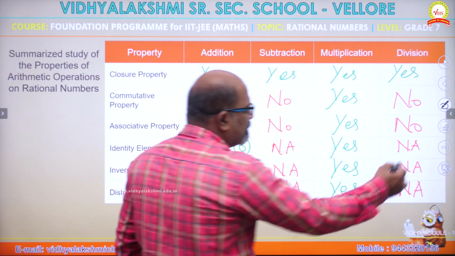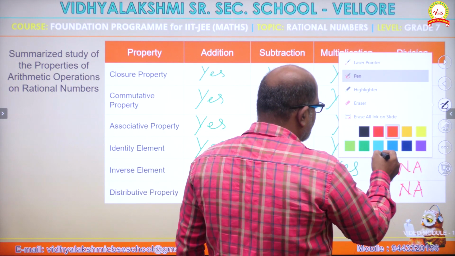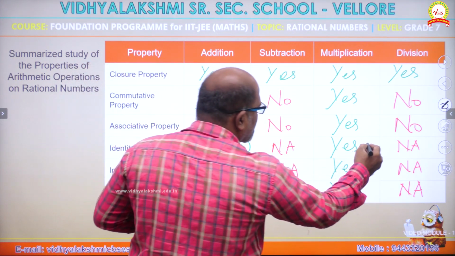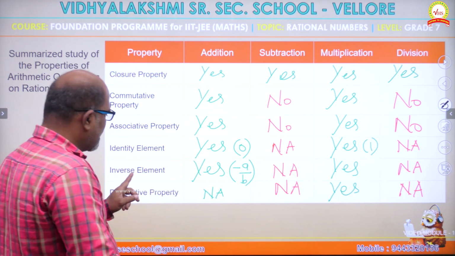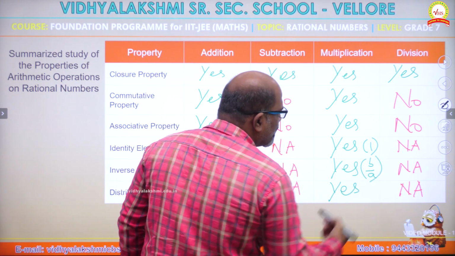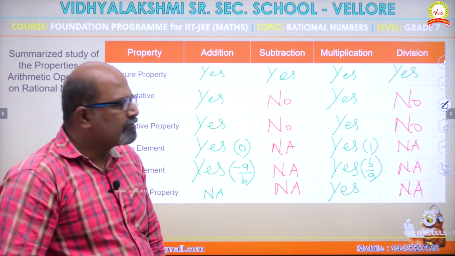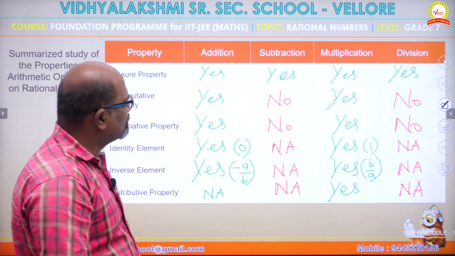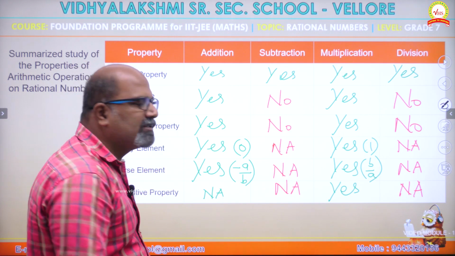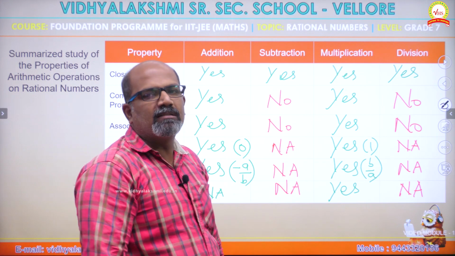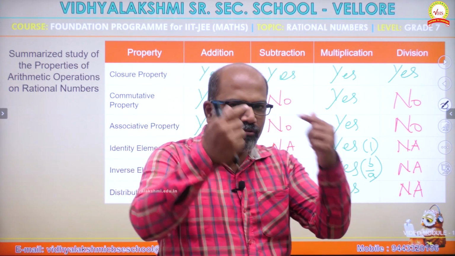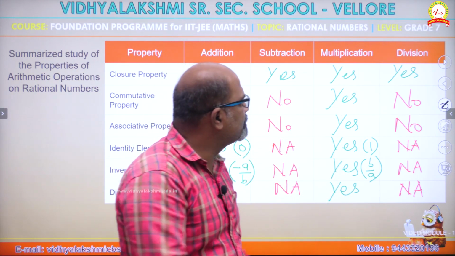And one more thing I forgot to write here: what is the identity element in the case of multiplication? 1. What is the inverse element in the case of multiplication? B by A, the reciprocal. So this is actually a short revision about the properties of arithmetic operations on rational numbers. Understand? So these are the things that you have to remember.